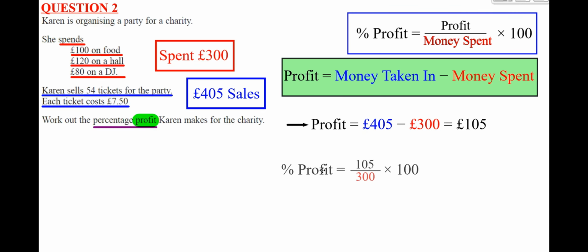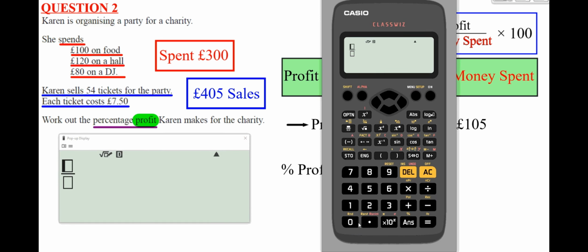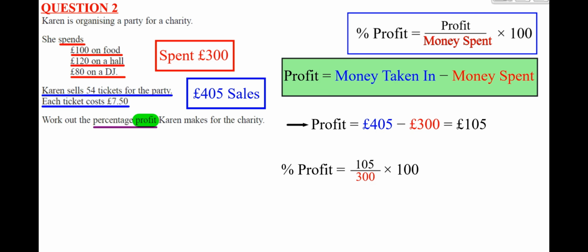In other words, percentage profit is going to be given by this formula. So let's work it out together. So on the calculator, 105 over the 300 she spent multiplied by 100 gives us a percentage profit for Karen of 35. So therefore, the final answer we need is 35%.